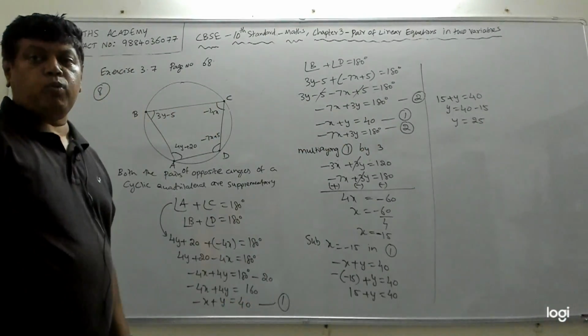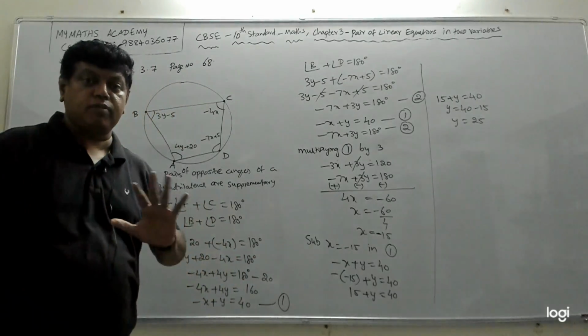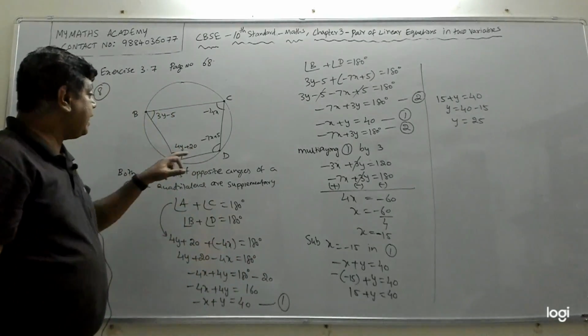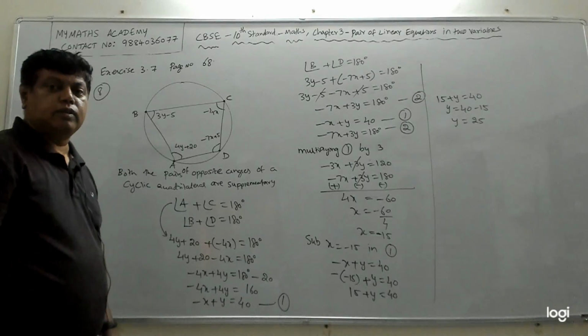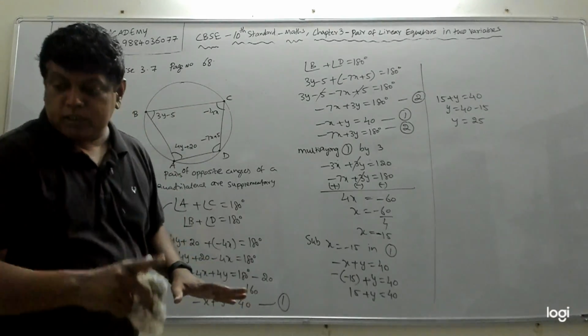Now we have found x and y, but that is not the end of the answer. That is not the end of the problem. End of the problem is you need to find the value of angle A, angle B, angle C, angle D. Angle A, angle B, angle C and angle D. Because they said find the angles of the cyclic quadrilateral.